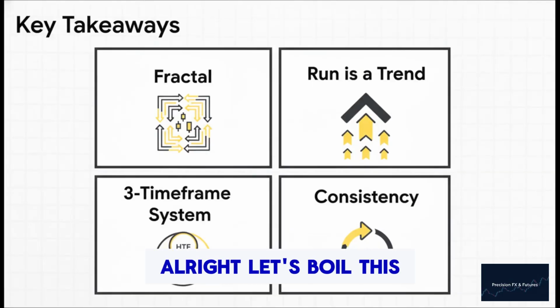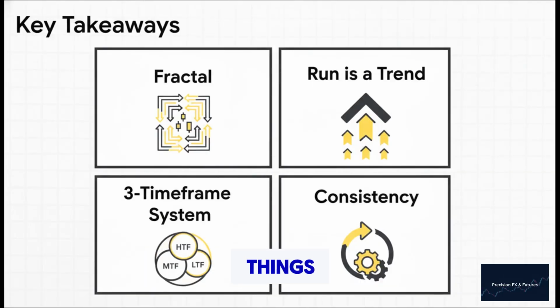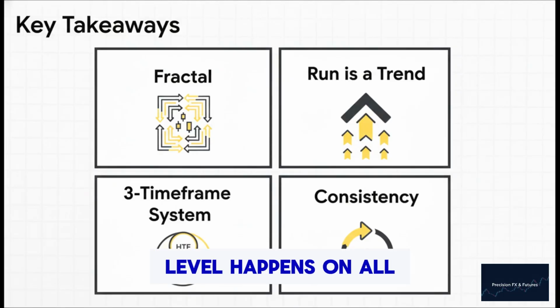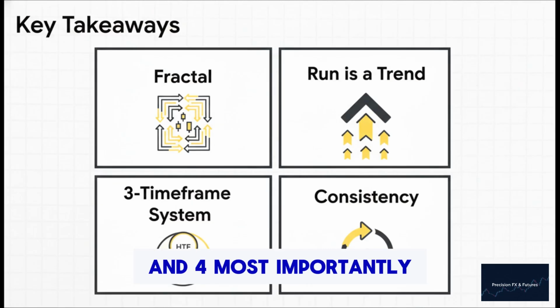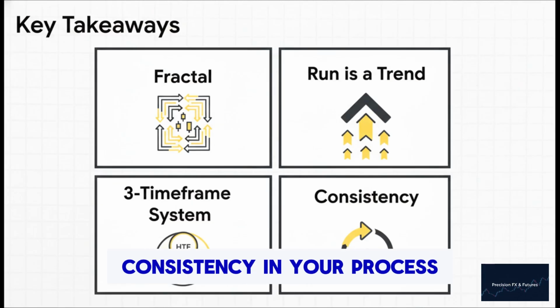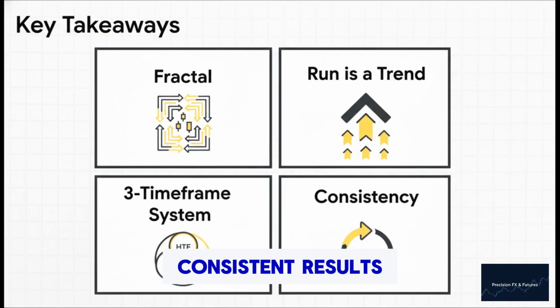All right, let's boil this whole thing down. If you walk away with anything today, make it these 4 things. 1, the market is fractal. What happens on one level happens on all the others. 2, that magic sentence. A run on the higher time frame is a trend on the lower. 3, use a 3 time frame system and give each one a job. And 4, most importantly, consistency in your process is what leads to consistent results.